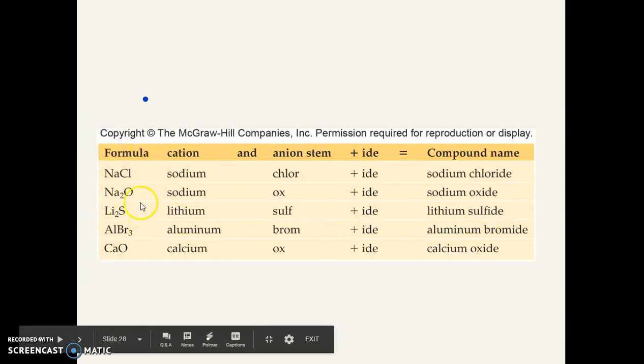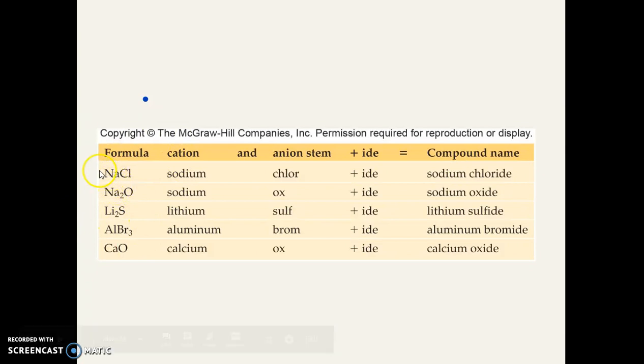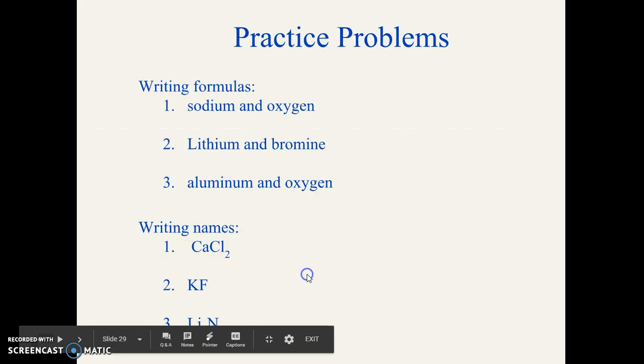When you're writing the formulas, you balance the charges. So sodium's a 1+, chlorine's a 1-, so I just need 1 of each of those to cancel it out. Sodium is a 1+, oxygen is a 2-, so I need 2 sodiums to cancel out the oxygen. Lithium's a 1+, sulfur is a 2-, so I need 2 lithiums. Aluminum is a 3+, bromine's a 1-, so I need 3 bromines to have the same number of positives and negatives.